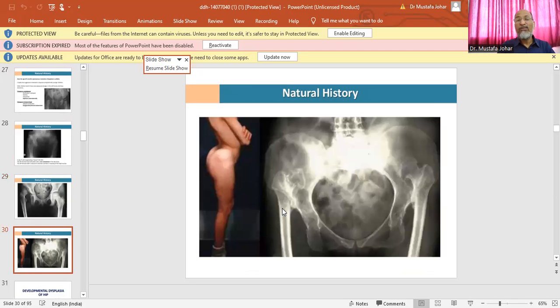Then here we can see the excessive lordosis in a bilateral case. The left and right are both dislocated, and now this child has reached adulthood, and there's a good amount of lordosis to compensate for the gait abnormality. And in such cases of bilateral DDH, you have a waddling gait.